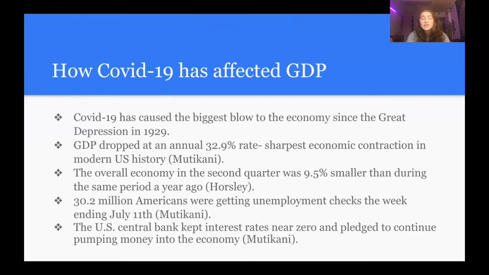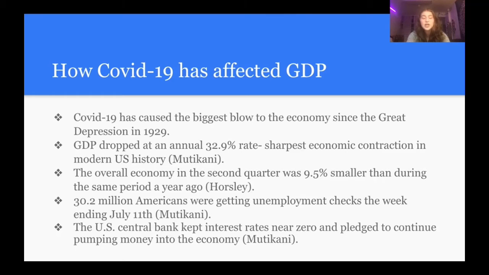The GDP actually dropped at an annual rate of 32.9%. And that's the deepest decline since records began back in 1947. So again, you can tell how much of an impact COVID had on GDP. The economy was down 9.5% smaller in the second quarter than it was during that time in the previous year.